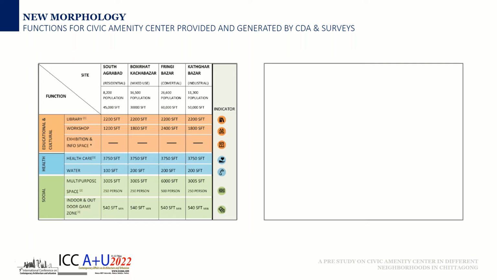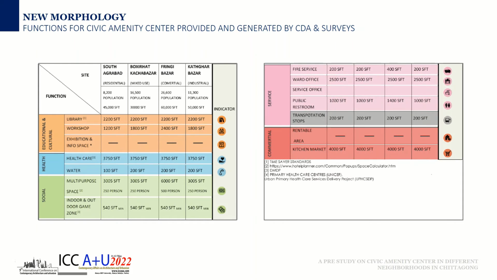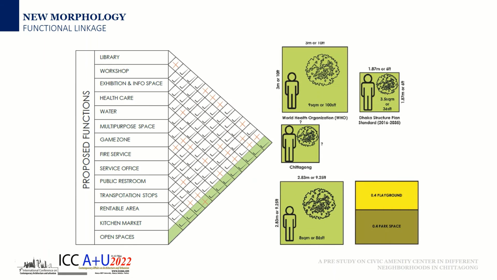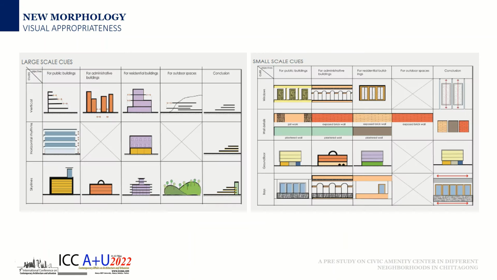For new morphology, the first thing is the function element. The functions for the Civic Amenity Center are provided and generated by CDA and service respectively. We can see the feasible functional linkage in here. This was linked with open space standard by WHO and other standards.